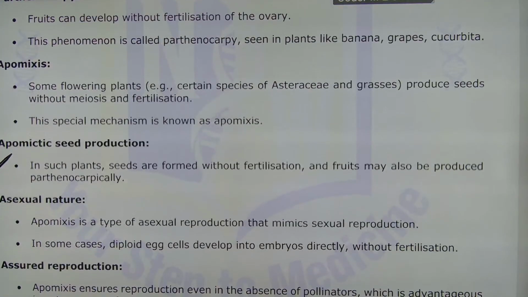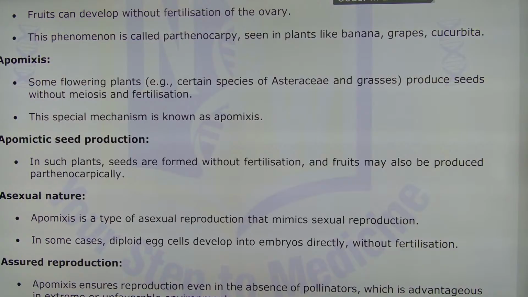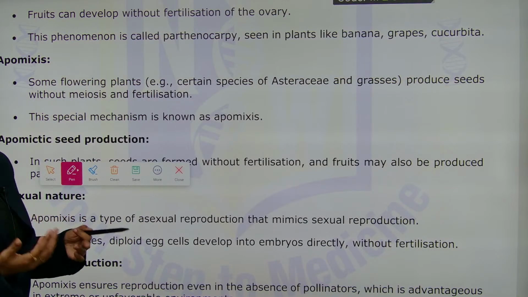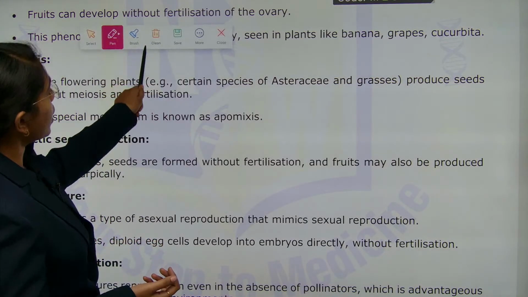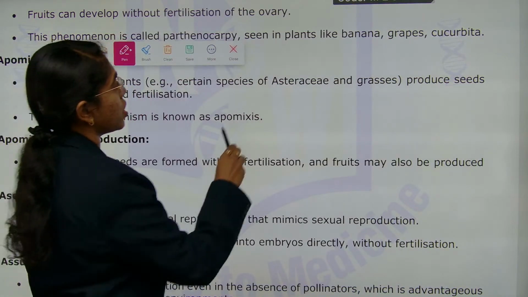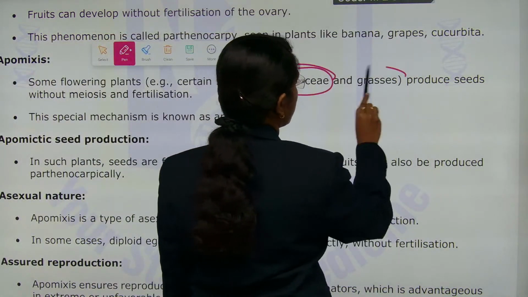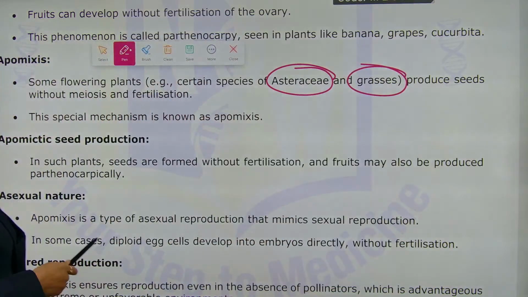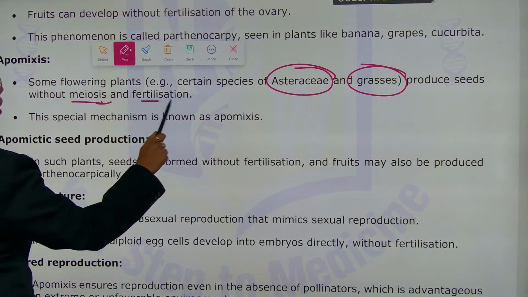Next, apomixis. Apomixis is a type of asexual reproduction that mimics sexual reproduction because the ploidy of the daughter cells at the end is diploid. Here, some flowering plants, certain species of Asteraceae and grasses, will produce seeds without meiosis and fertilization.